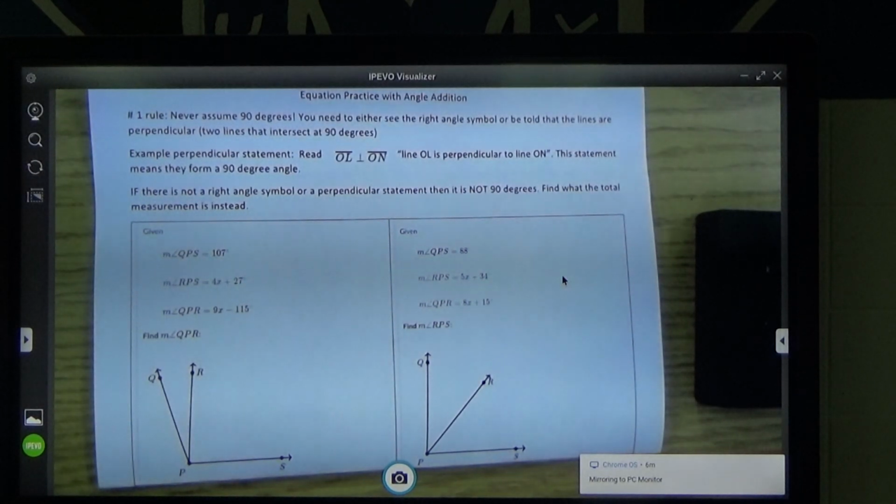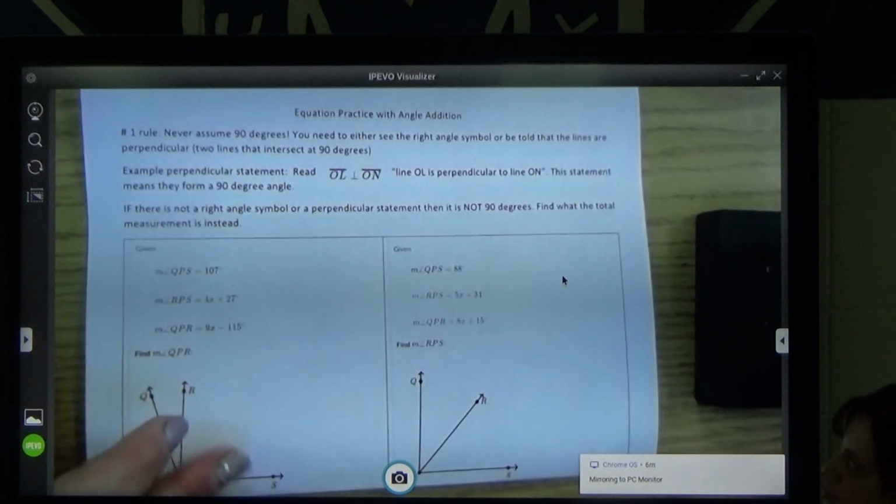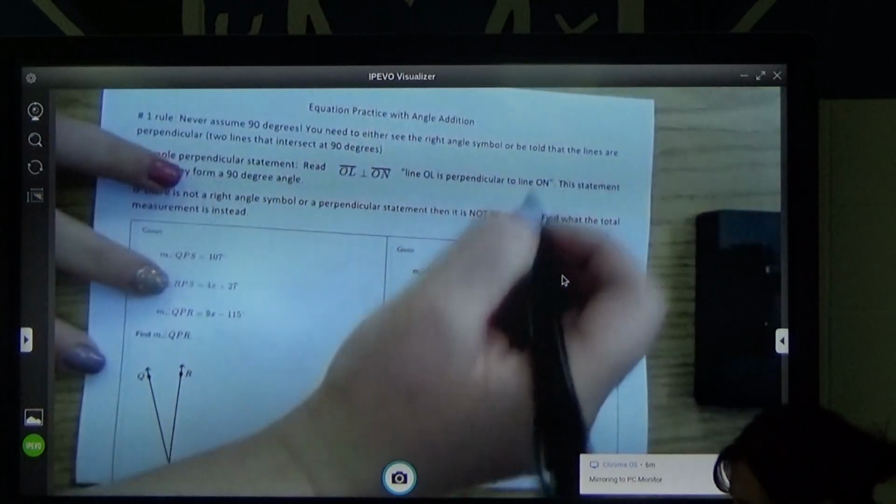Hi guys, you have two Khan Academy assignments today that we're going to get ready for. The first one is equation practice with angle addition.